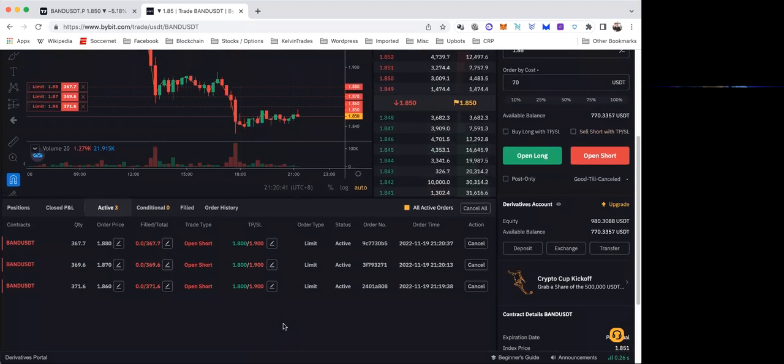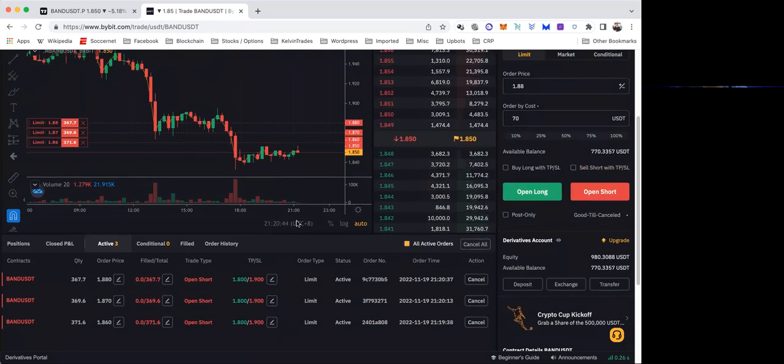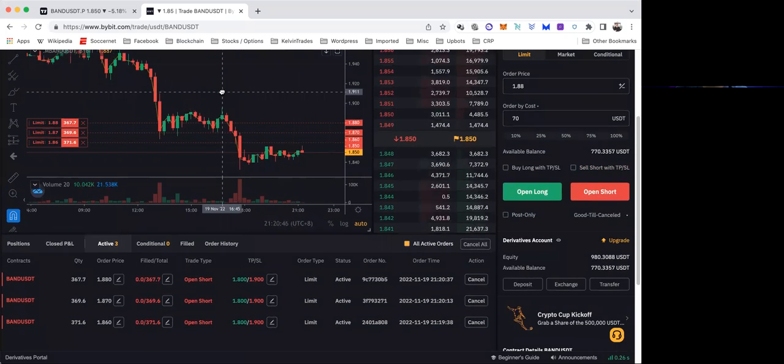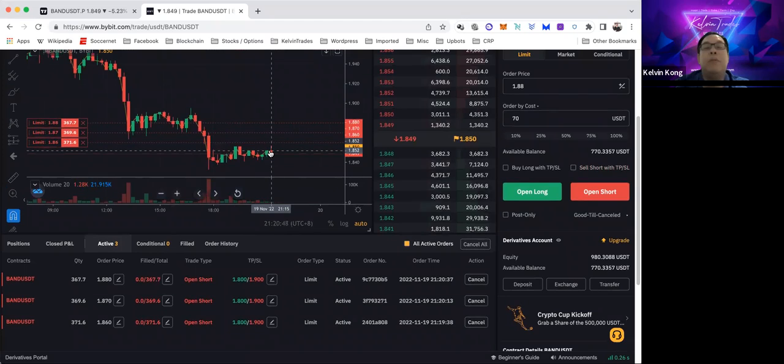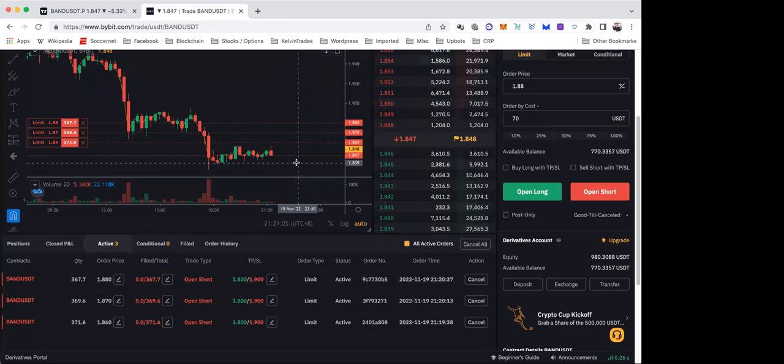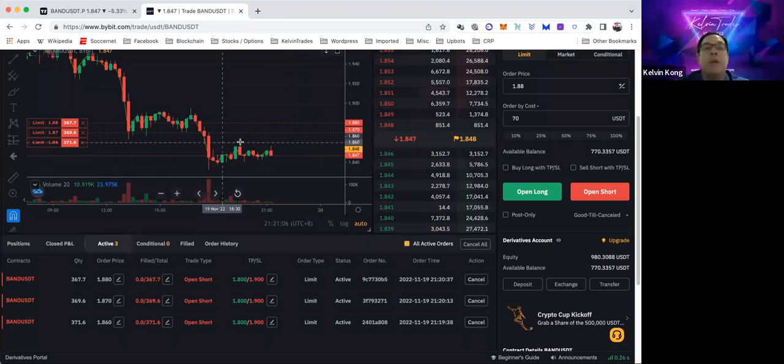Kelvin, what's the benefit of laddering in the order? Why are we doing this? Because we don't know how high the price will go. Let's say if you put 1.88. What if the price goes to 1.869 and then comes back down? Oh, okay, I understand now. Understand, right? That's why my advice is I always ladder in, because we don't know how high or how low the price will go.